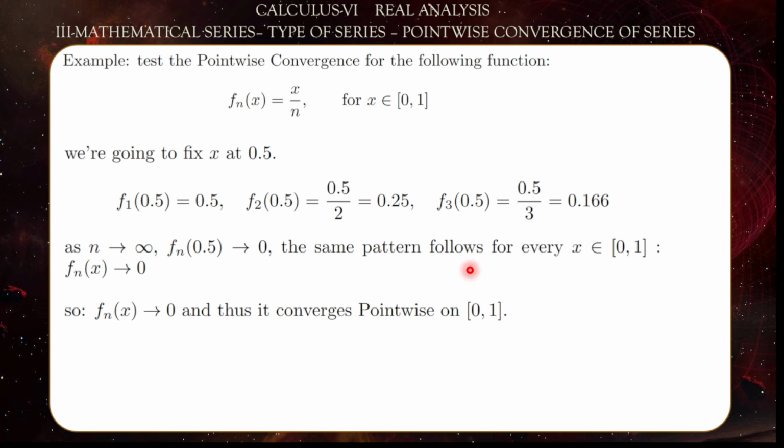The same pattern follows for every x within 0 and 1. So fn(x) approaches 0 and thus it converges pointwise at 0.5 and hence also on 0 to 1. The same thing happens for x equal 1, and the same thing for x equal 0.